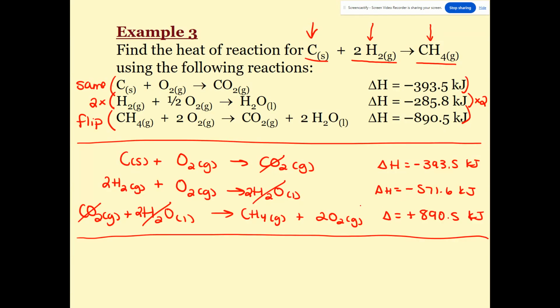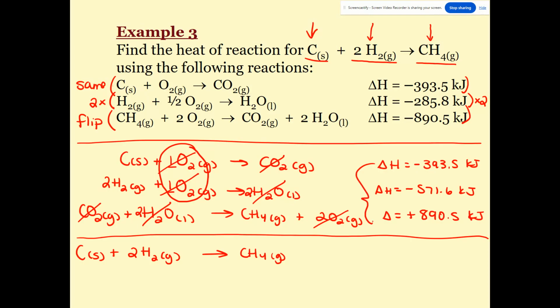And my oxygens, I have 1 here plus another 1 here, so I have 2 in total on the reactant side and 2 on the product side. So they all cancel. So we are left on the reactant side with carbon solid and 2 H2 gas, and we are producing CH4. And that again matches our net reaction at the top.